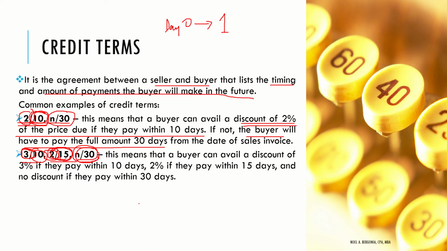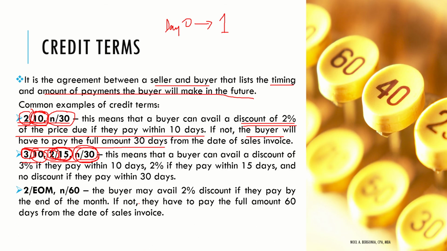Okay? And then lastly, we have 2 over EOM, no? N over 60. So ano po yung EOM? End of the month, yung ibig sabihin nun. So this 2 over EOM, ibig sabihin, the buyer may avail 2% discount if it will pay by the end of the month. So binibigyan ka at the end of the month, no?